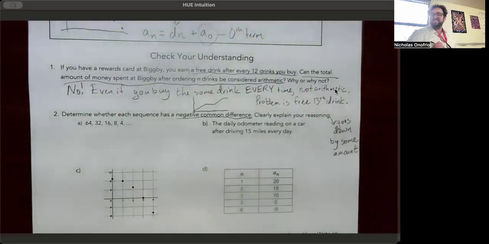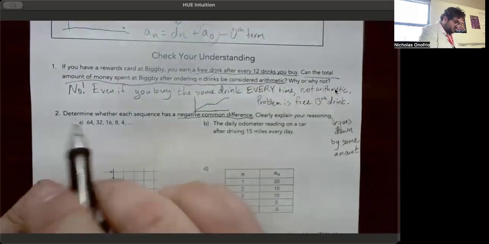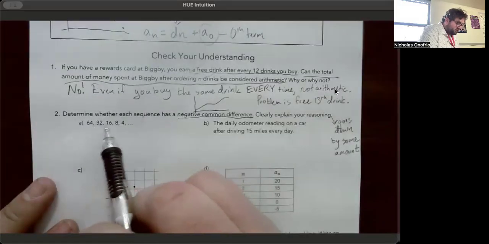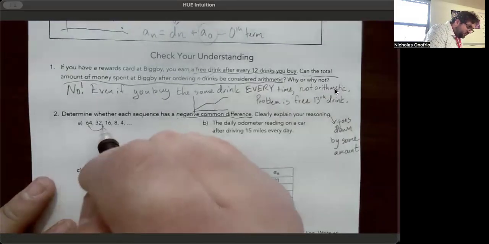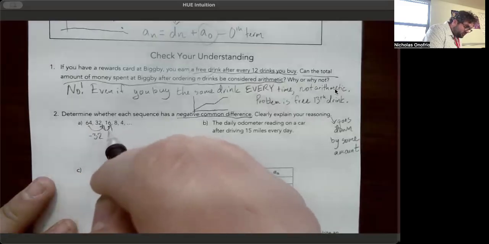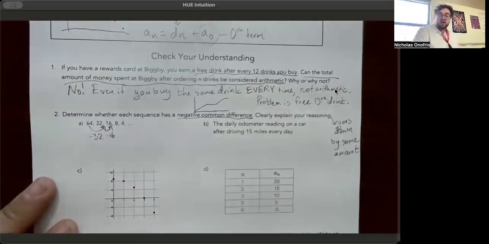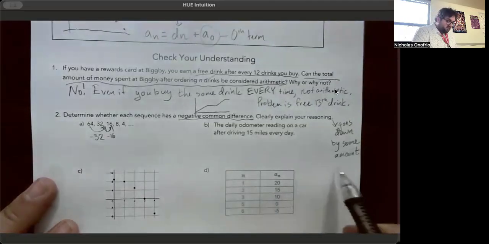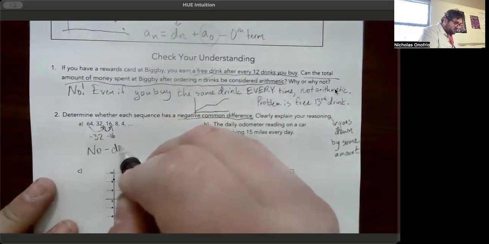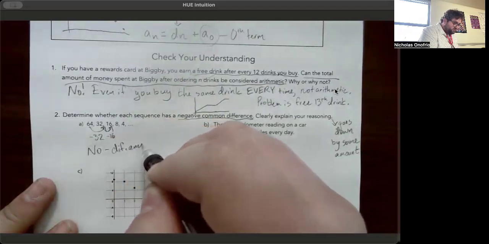All right, now that you're back, let's go ahead and work it out. Sequence number 2, let's look at A first. We can see for sure it's going down. But if we look at the first 2 terms, we're going down by 32. Second 2 terms, we go down by 16. And then we can already see it's not the same amount. This is going to be no. We go down by different amounts.